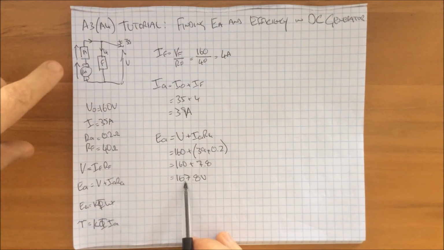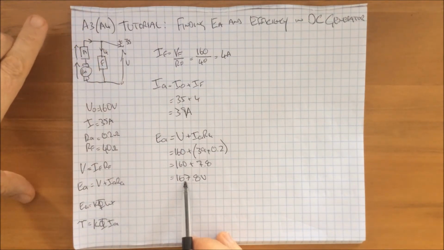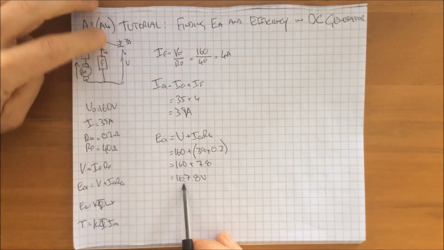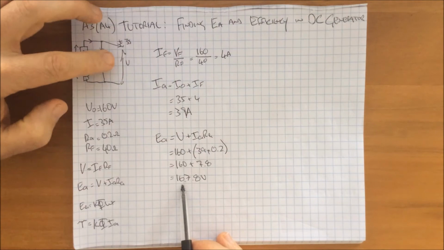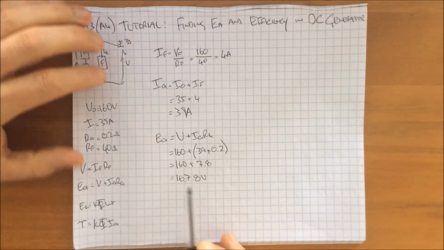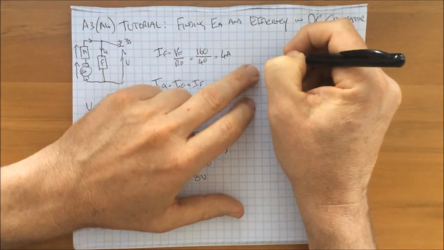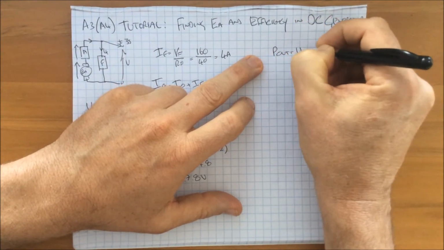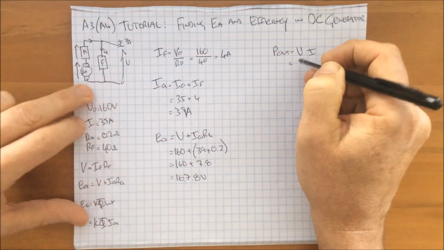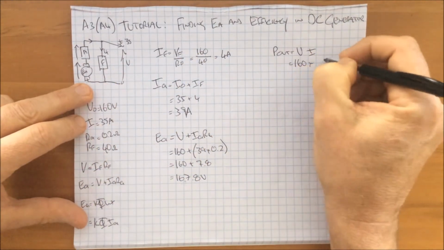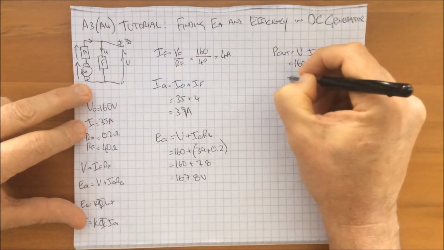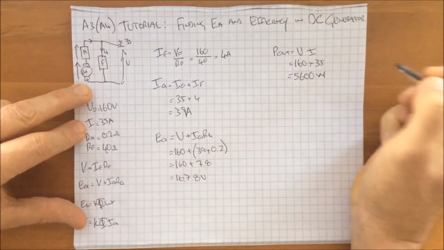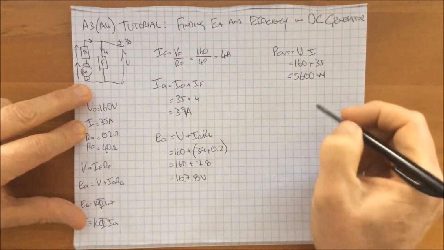Now, if we want to find out how efficient it is, we need to know what the input power is and what the output power is. The output power is going to be very straightforward to calculate. It's simply a product of voltage times current. So we know that output power is VI, which is 160 times 35, which is 5,600 watts.